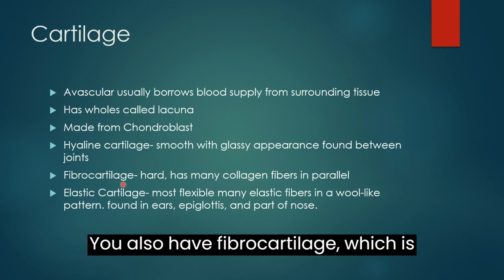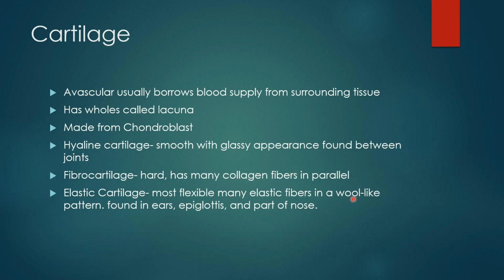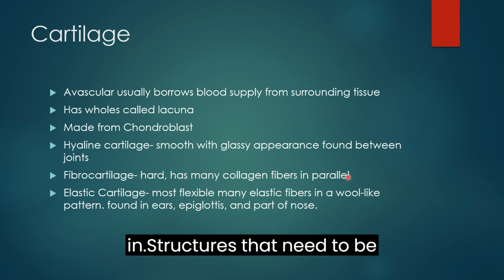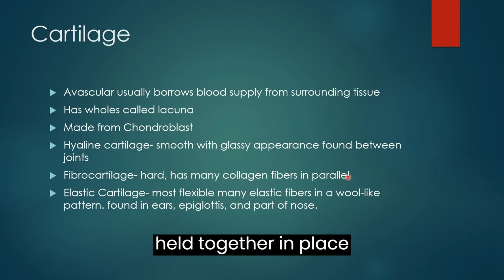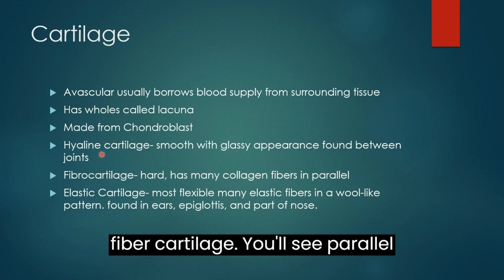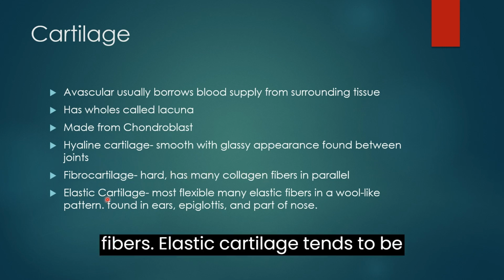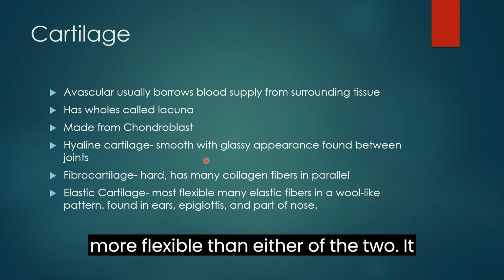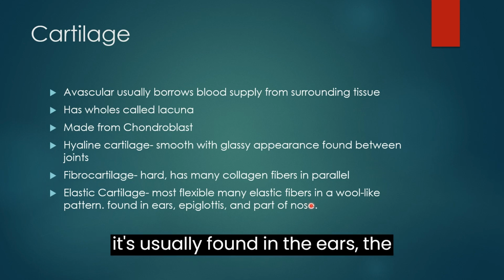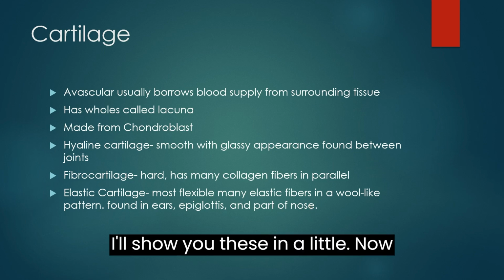You also have fibrocartilage, which is hard and has a lot of collagen fibers within it in parallel arrangements. This one's really important for weight-bearing joints and in structures that need to be held together in place with a special type of cartilage. So fiber cartilage, you'll see parallel collagen fibers in it. And elastic cartilage tends to be more flexible than either of the two. It has some elastic fibers within it, and it gives it a wool-like appearance. And it's usually found in the ears, the epiglottis, and part of the nose. I'll show you these in a little.